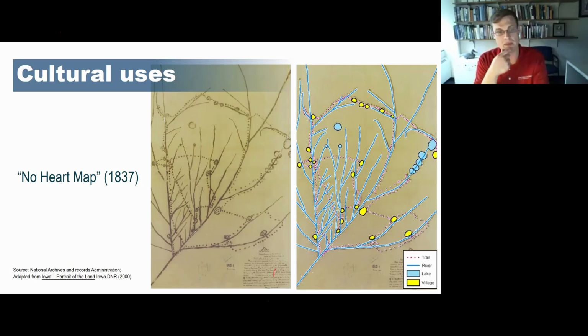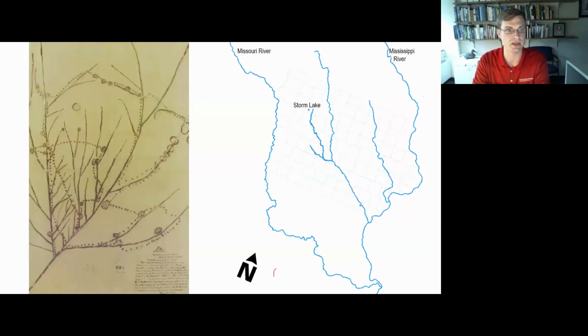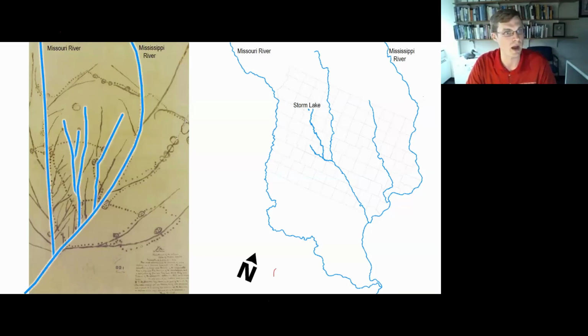And so some people have recreated this map and put these rivers and lakes and villages on the map. And one thing that's interesting in Iowa is that wetland ecosystems were clearly important enough to make it onto this map, because if you compare the two maps on the left and the right, you can see that I've recreated a few of the rivers that were depicted on the No-Heart map.